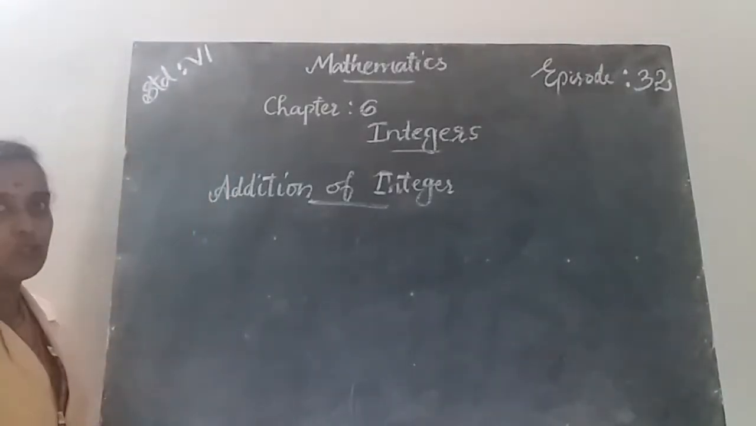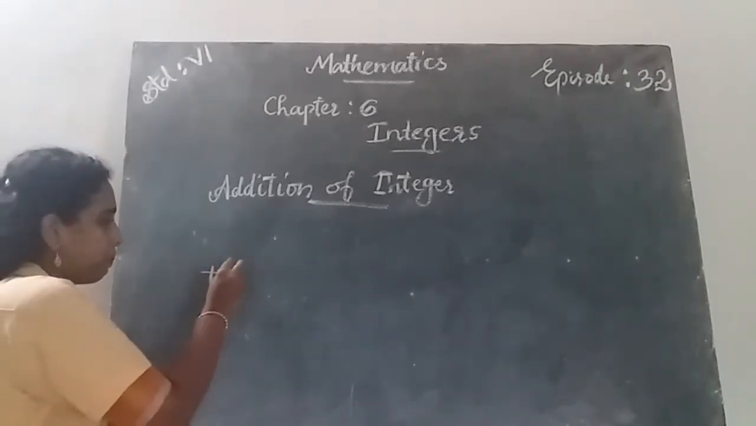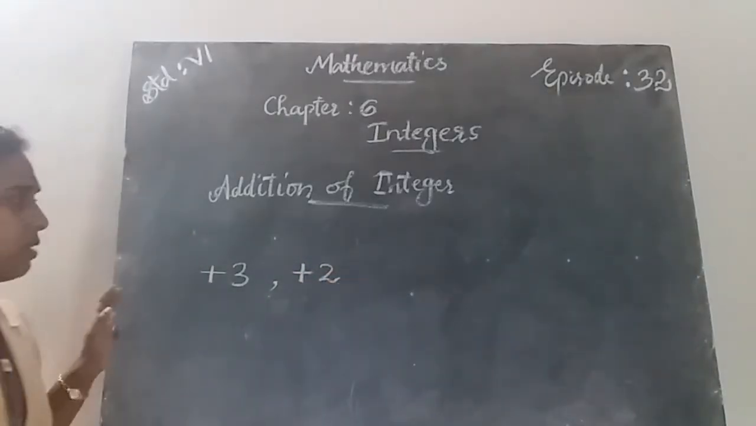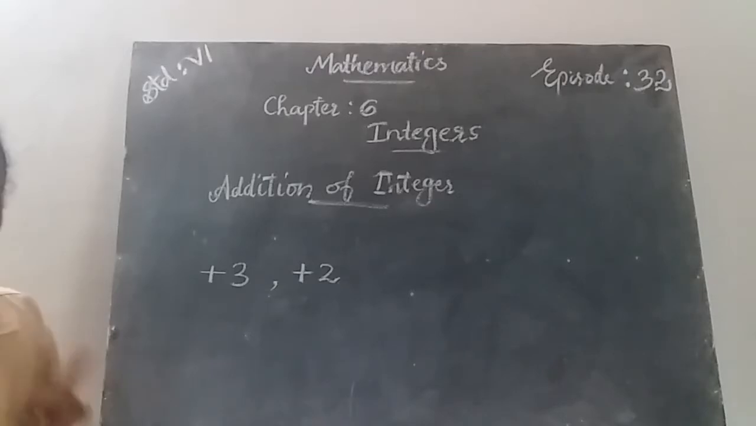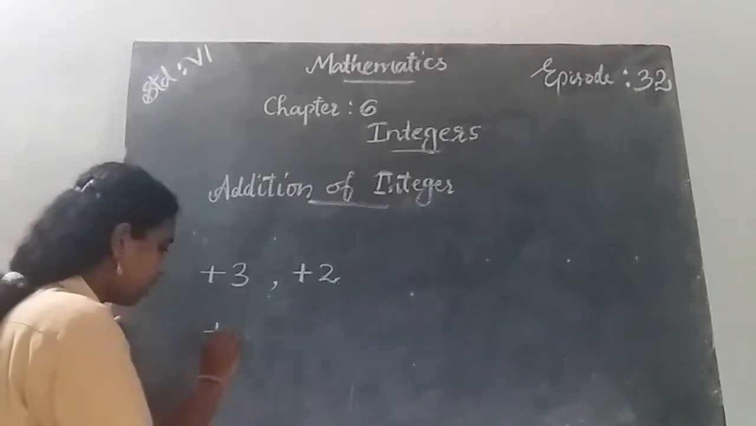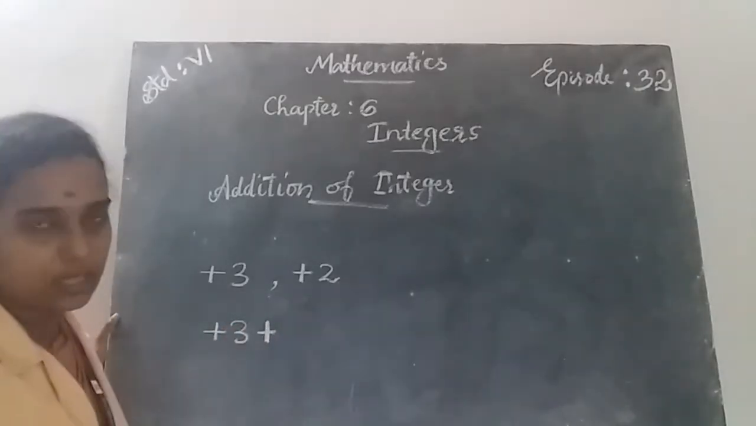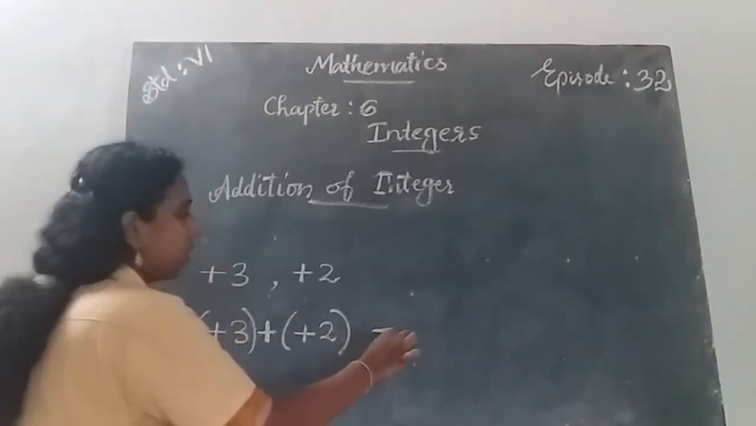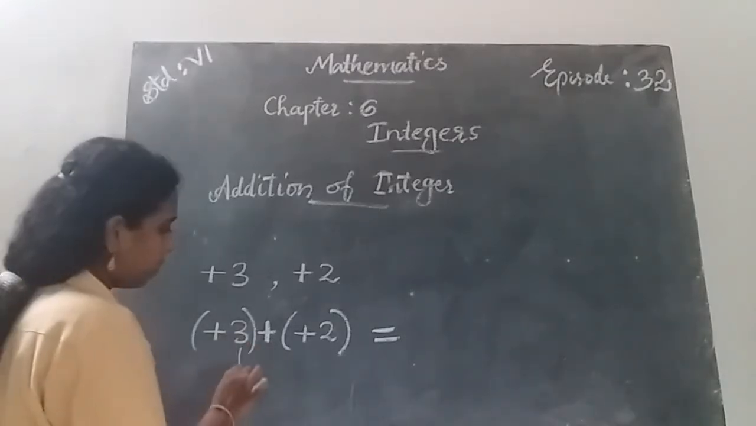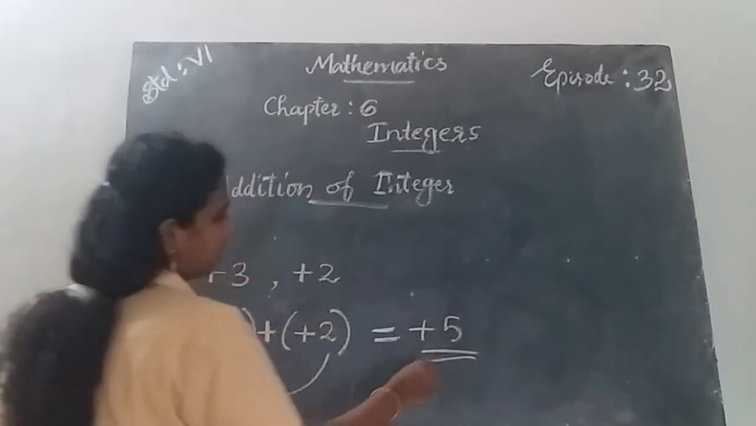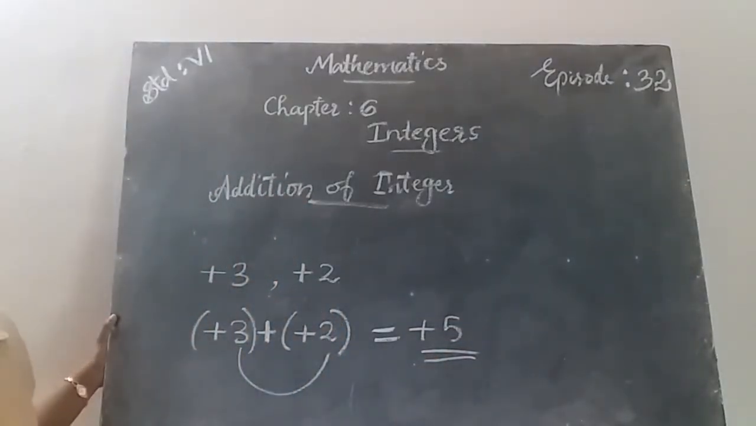If you take any two positive integers like positive 3 and positive 2, and add them, positive 3 plus positive 2, we get positive 5. The answer is always a positive integer. When we add two positive integers, we get a positive integer.